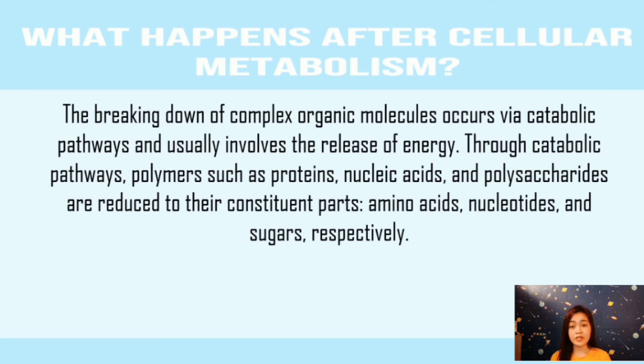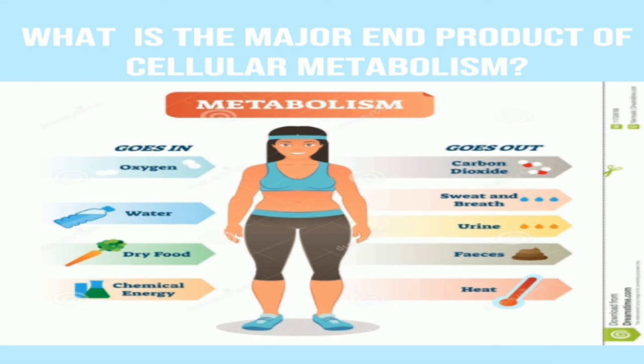What happens after cellular metabolism? The breaking down of complex organic molecules occurs via catabolic pathways and usually involves the release of energy. Through catabolic pathways, polymers such as proteins, nucleic acids, and polysaccharides are reduced to their constituent parts: amino acids, nucleotides, and sugars, respectively.